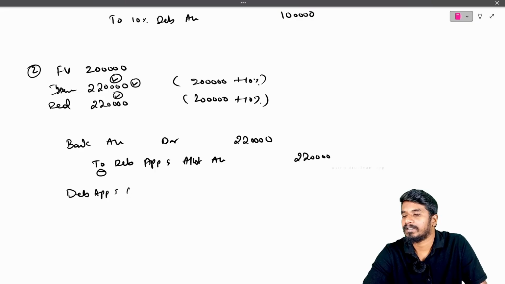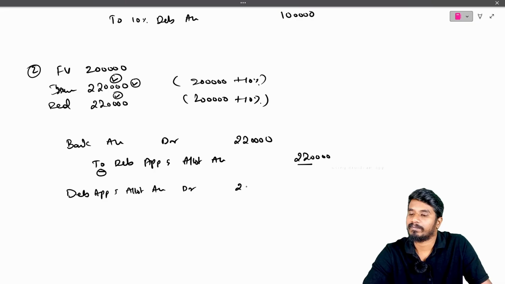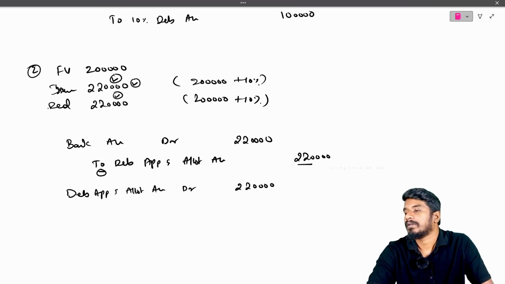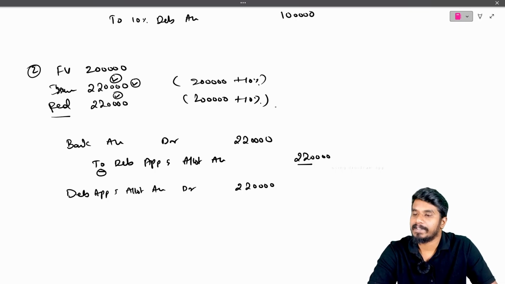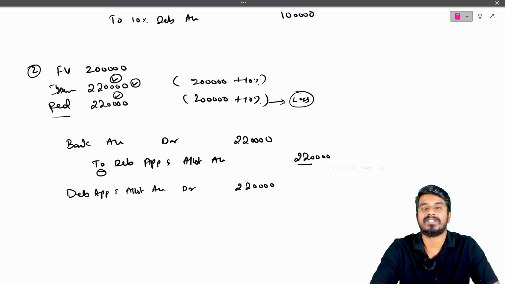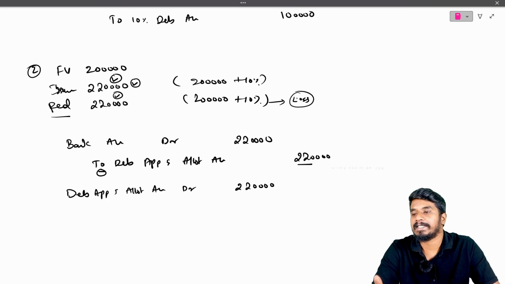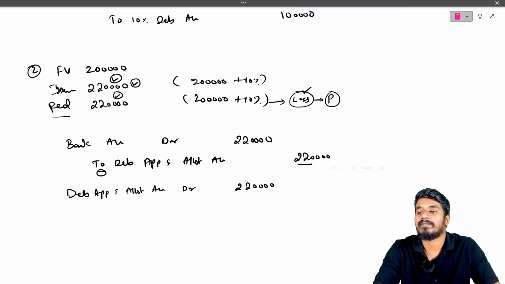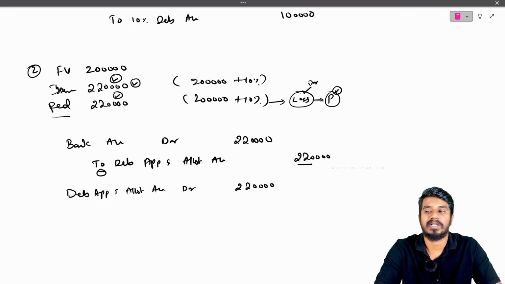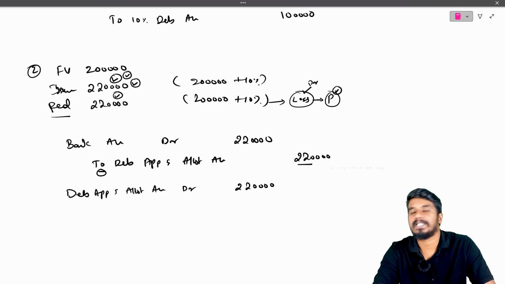Debenture application and allotment account will get debited for this amount, 2,20,000. Now we need to show redemption premium. That is, when you are paying back, we are getting a loss. We are paying an extra amount of 20,000, correct? That is a loss for us, and also we need to show it as a premium. If we get the loss, we will debit it as per modern rules, and we need to show it as a premium. Along with that, we need to show this premium also.